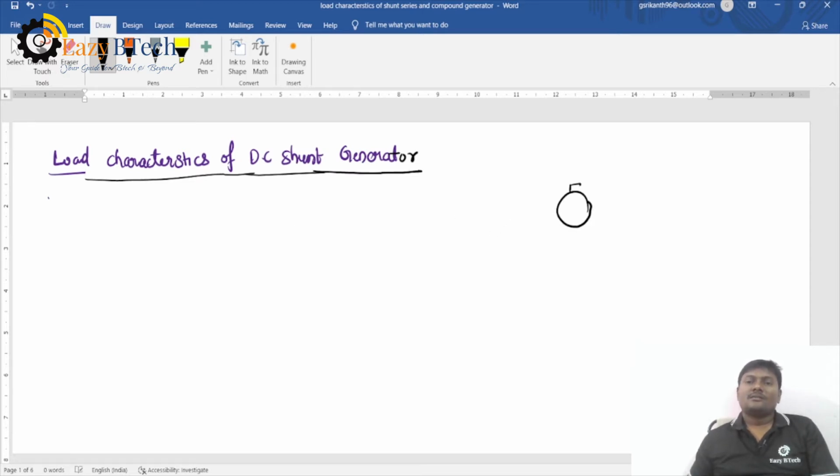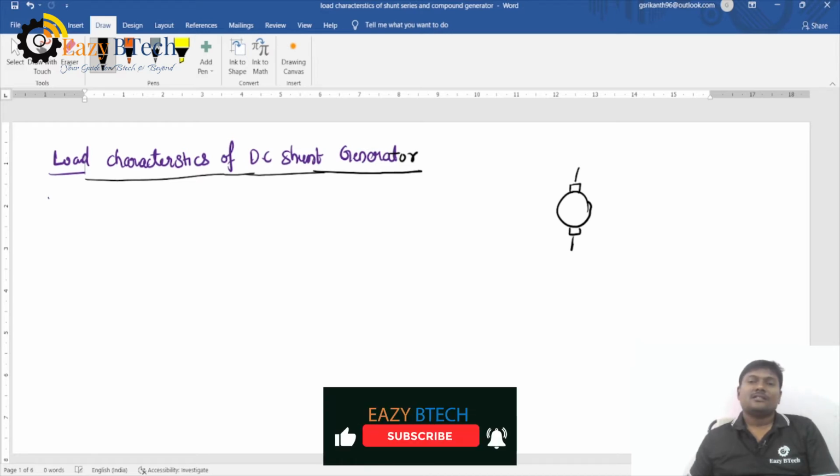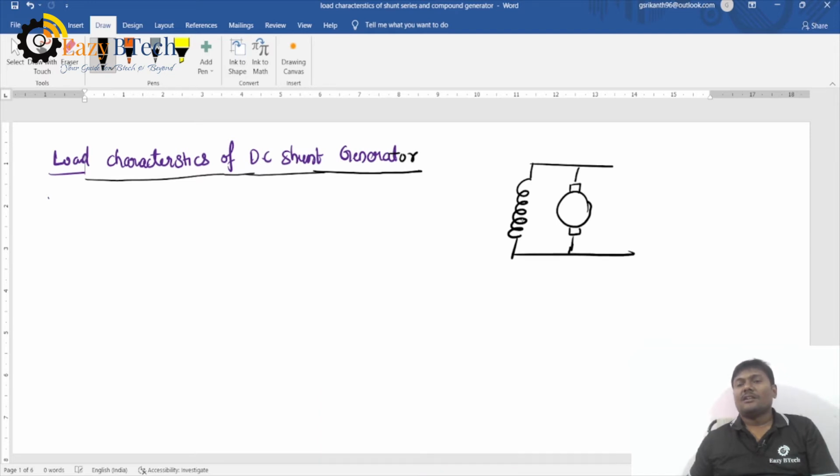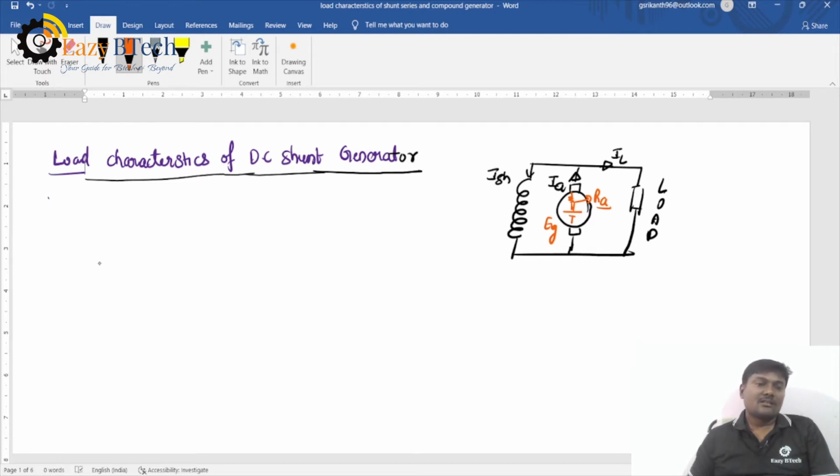If you draw the diagram of a shunt generator, the armature winding is connected in parallel with the field. The current delivered from the armature is Ia. The current flowing through the field winding is ISH, and the current flowing through the load is the load current. The generated EMF is Eg, and the internal resistance of the winding is Ra.